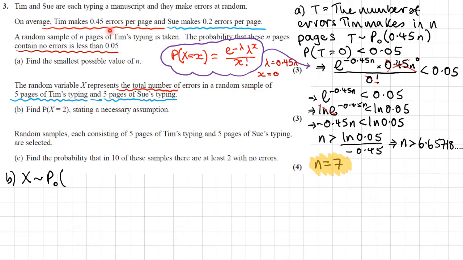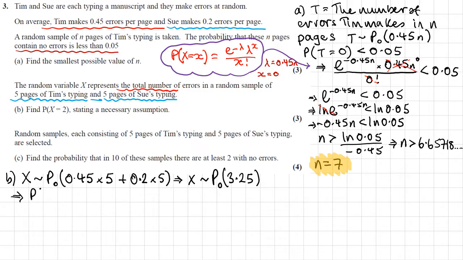So for Tim it's 0.45 times 5, scaled up to 5 because it's 5 pages, and so we're going to put plus 5 pages of Sue's writing, so she makes errors at a rate of 0.2, so it's going to be 0.2 times 5. So that will give us x with a Poisson 13 over 4, or 3.25. Let's call it 3.25. And we want to work out the probability that x is equal to 2.